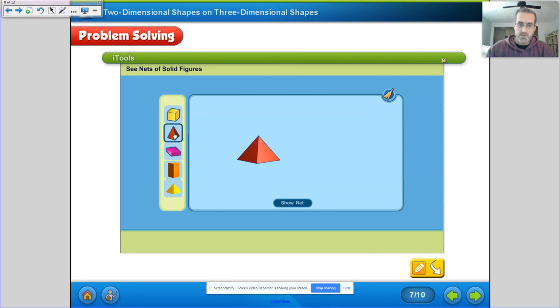So here is a pyramid, just like the pyramids in Egypt. Let's show the net of the pyramid and see what the pyramid is made up of. Look at this. This has got a square at the base. This is called a square pyramid because it has a square at its base, but it's a pyramid and it's made up of triangles, a square, a triangle, right? And that is a pyramid.